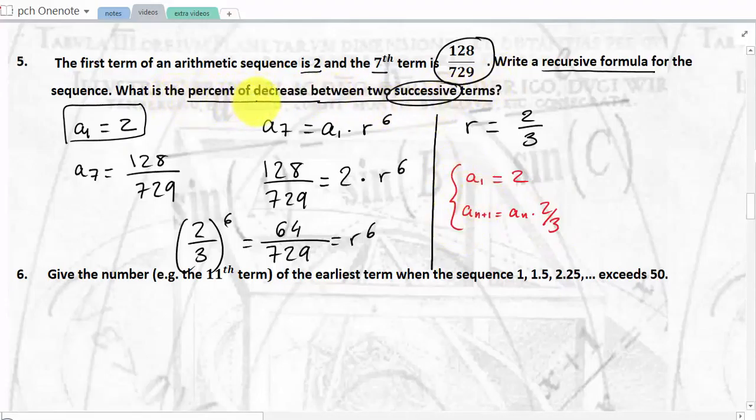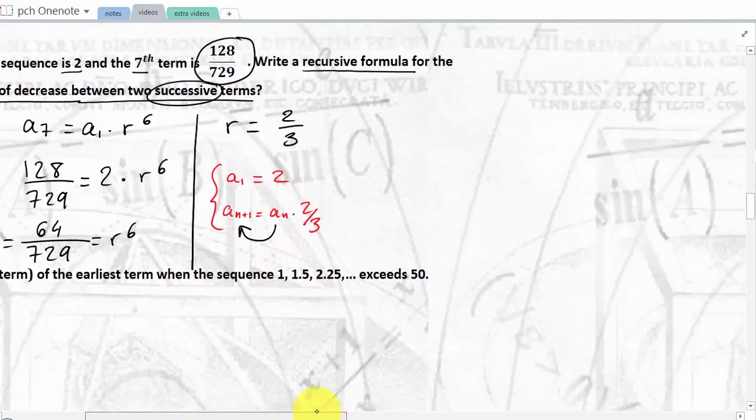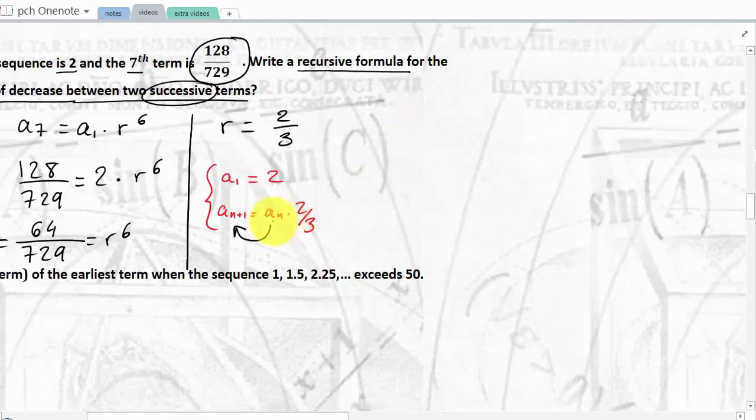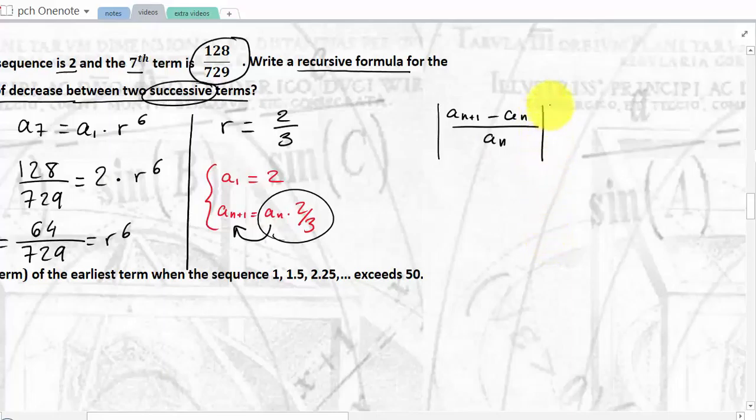By what percent do you decrease when you go from a_n to a(n+1)? So the percent of decrease: a_n gets multiplied by 2/3, so it is getting smaller. That's why it's a percent of decrease. I will put the absolute value because I don't want a negative percent. So it is the absolute value of (a(n+1) minus a_n) over a_n. That's how you find a percent of decrease.